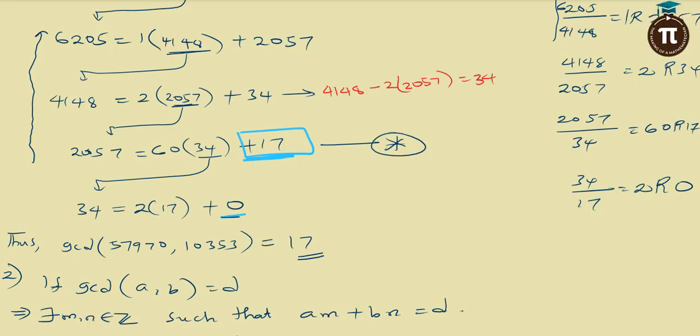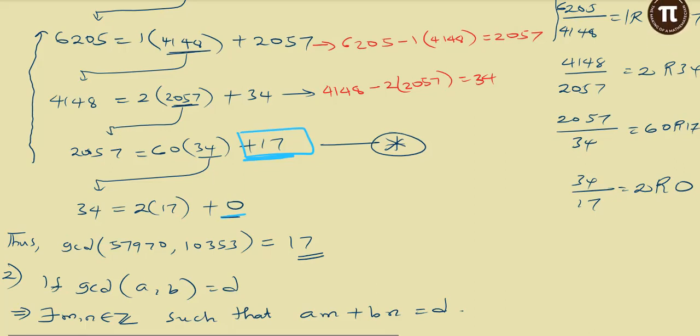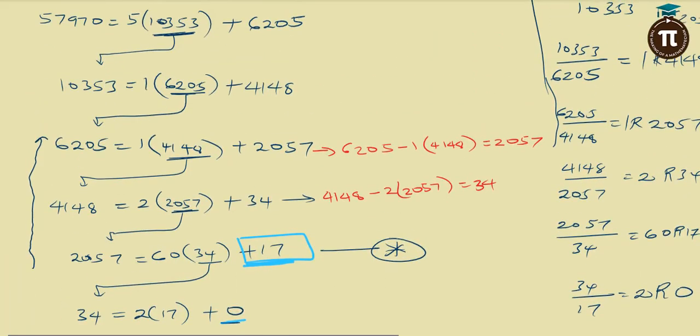So you will come up again. If you make the remainder the subject of formula here, what you just need to do is bring this to the other side. This one will give me 6205 minus 1 times 4148 is equal to 2057. So you see what I'm doing? This is how to write it as a linear combination.